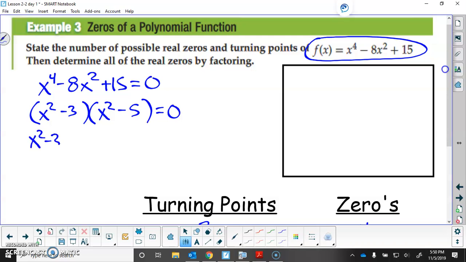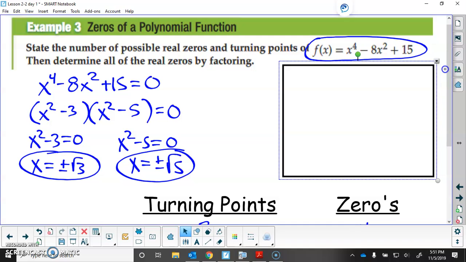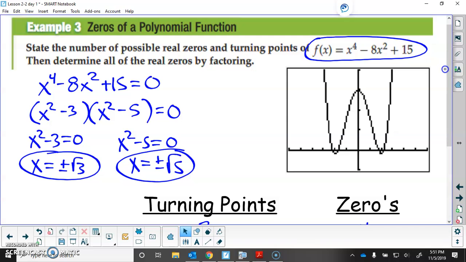Now if we set each factor equal to 0, we're going to get x equals plus or minus the square root of 3, and we're also going to get x equals plus or minus the square root of 5. So it looks like we're getting 4 real zeros. And if we take a look at its graph, the square root of 3 is roughly 1.7. That's this one right here. And then obviously negative 1.7. And then the square root of 5 is roughly 2.15, and that's these 2 x-intercepts.